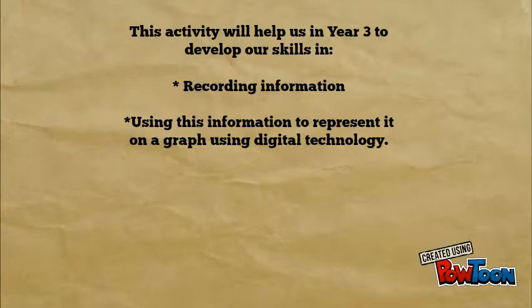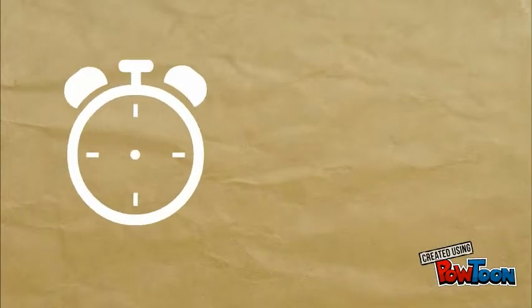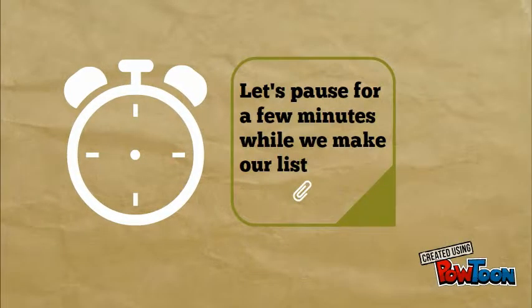This activity will help us in Year 3 to develop our skills in recording information and representing this information by plotting it on a graph using digital technology. Let's have a look at how we do this. Let's just pause for a few minutes while we make our list. Once we have collected all our data and recorded it, we can then transfer this information to make our graph.